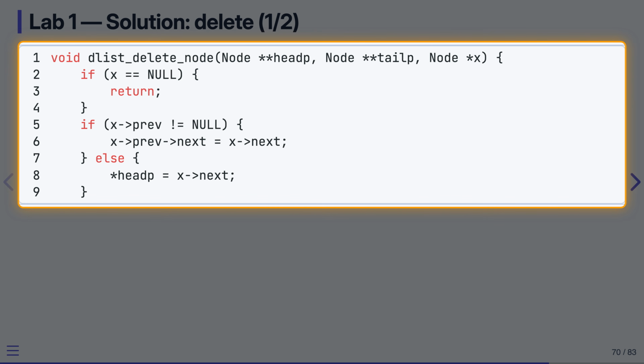This is delete node, the first half. We guard first. If X is null, there is nothing to delete, so we return. Then we look behind X. If X arrow prev is not null, we set X arrow prev arrow next to X arrow next. So the node before skips over X, else X was the head, so we move head forward to X arrow next instead.